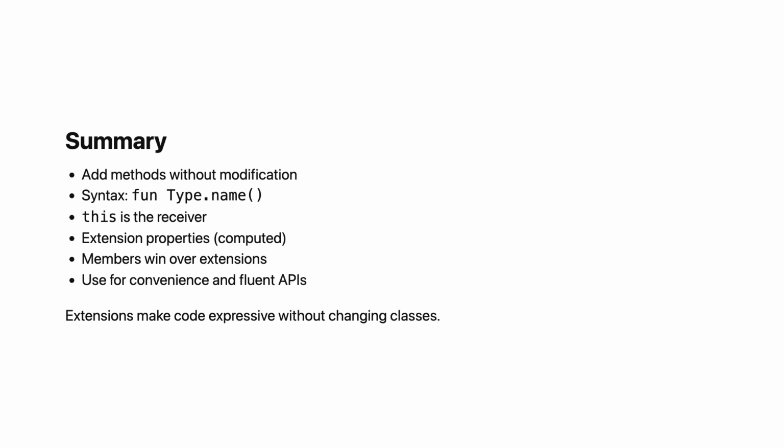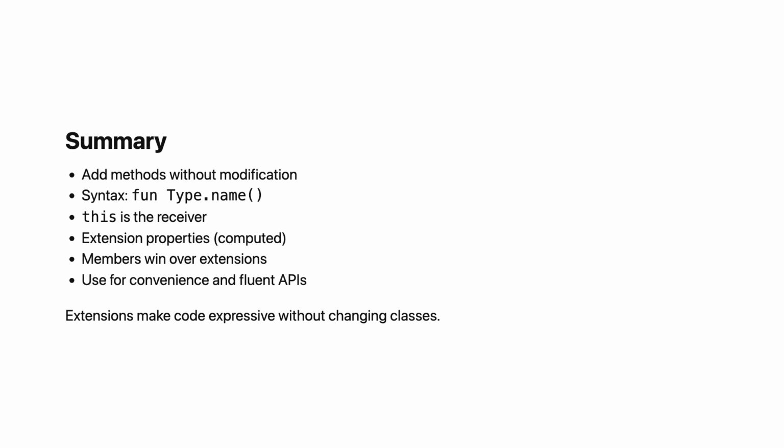Extensions can be defined on nullable types. fun String?.orEmpty(): String = this ?: "". Now you can call orEmpty on any String?, even if it is null. If s is null, s.orEmpty() returns an empty string. This is how many null-safe utilities work. They extend the nullable type directly. Be careful: if the receiver can be null, you must handle it in the function.